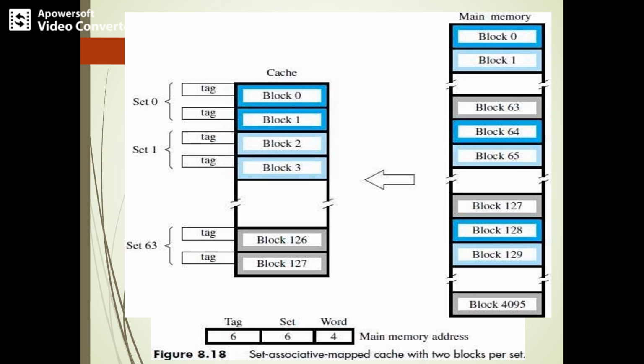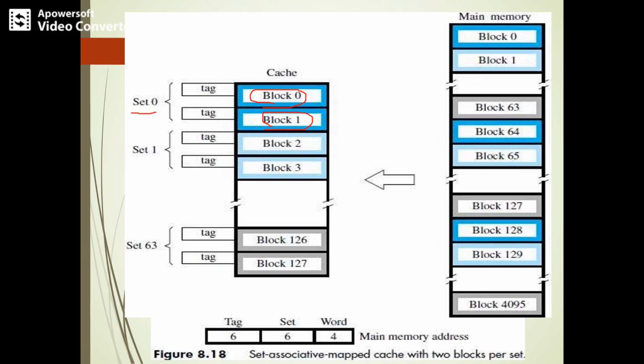So we can combine the advantages of direct mapping as well as the flexibilities of associative mapping, and we can construct a new mapping technique called set associative mapping. In the case of set associative mapping, the blocks of the cache are grouped into sets. So set 0 consists of block 0 as well as block 1.